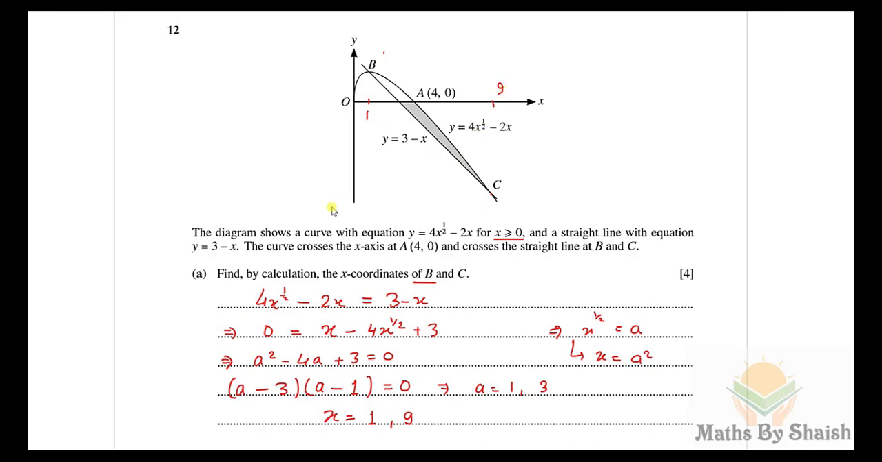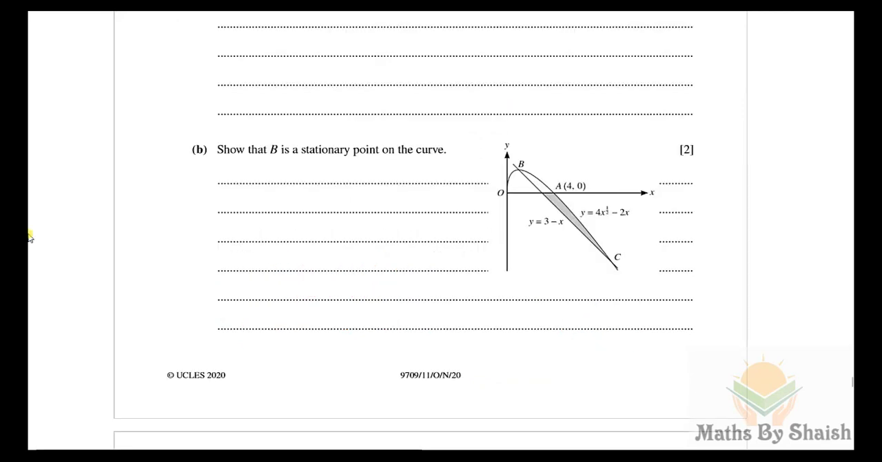Let's do the b part of this question. Here's the b part. Show that b is a stationary point on the curve. So if b is going to be a stationary point, and from the first part we have seen that it is 1, so if it is a stationary point, it means the gradient, that is dy over dx at this point, would be 0.